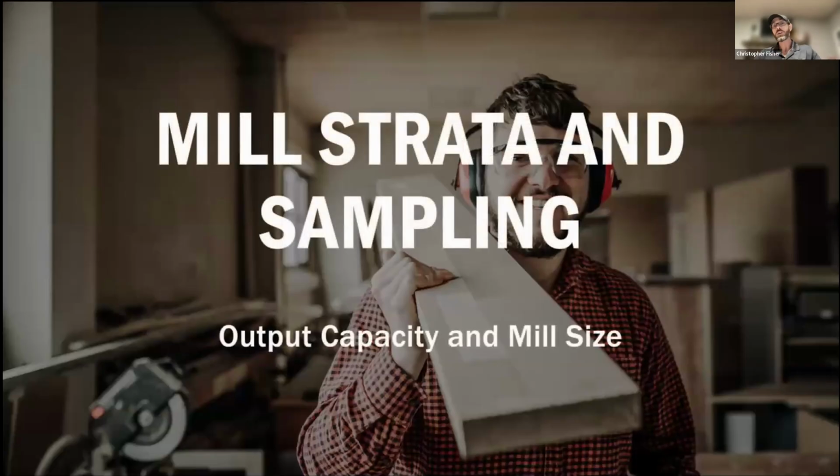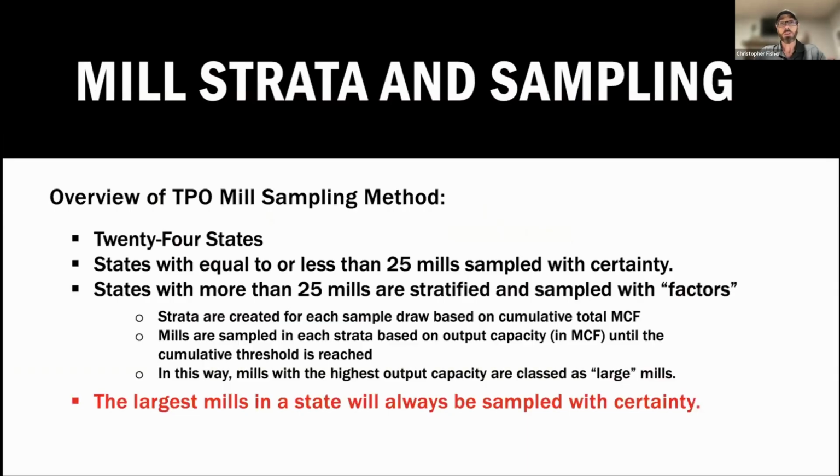So briefly, and we've already presented on this as well, the sample that we pull for TPO samples large mills with certainty. And so that's kind of important for this presentation. If you're in a state that has 25 mills or less, all of your mills will be sampled with certainty. If you have more than that, we create some strata, and the strata are different and variable.